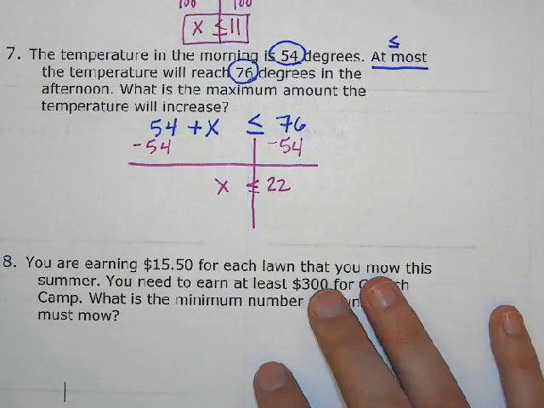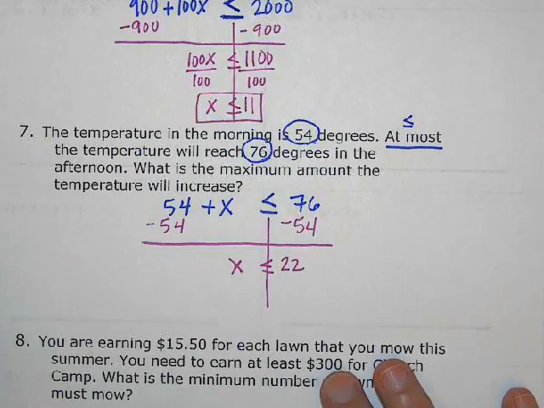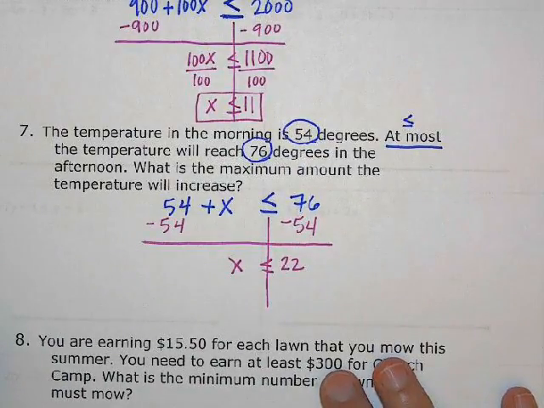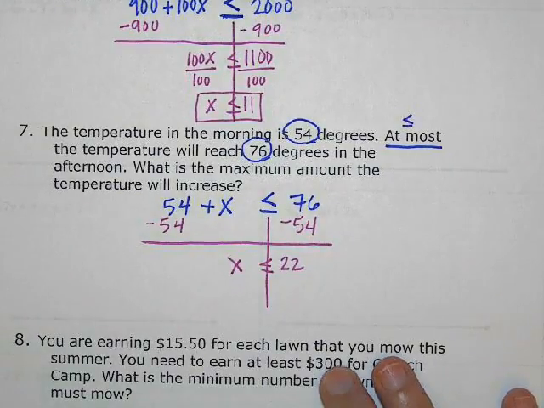So what does this mean? The highest the temperature will rise is 22 degrees. It will not rise more than 22 degrees.